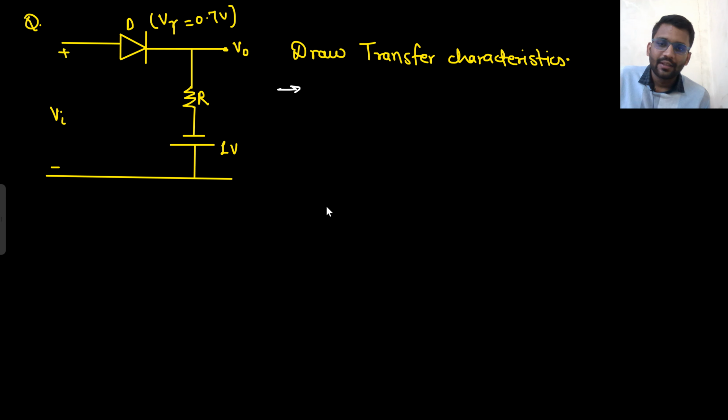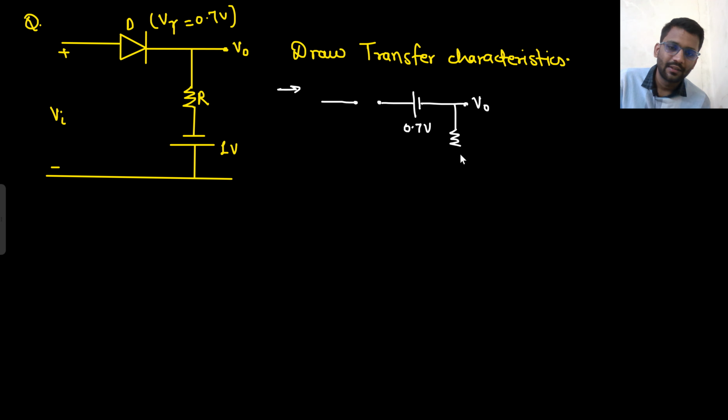So what we will do is apply the open circuit test. But we need to take the battery out of it, because the cut-in voltage is given. So this will be our diode, which will be open circuited, and we are taking the battery out of it. This is our V naught. This is 0.7 volt. This is resistor R. This point is 1 volt. Tell me what will be the potential of this point.